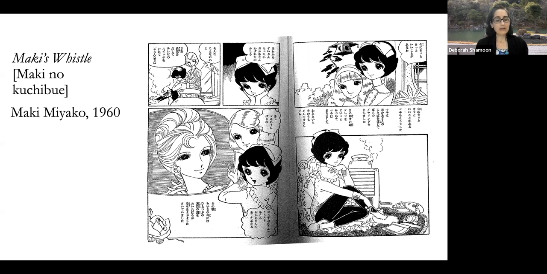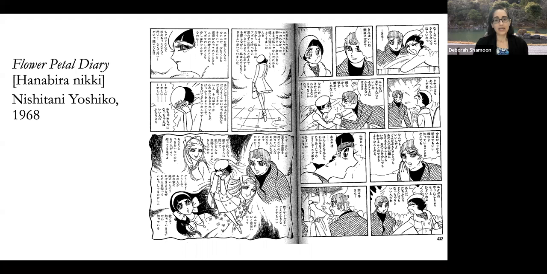First-person narration outside of word balloons developed in shoujo manga in the 1960s. And here is one example, Flower Petal Diary by Nishitani Yoshiko from 1968. This story has a clearly articulated first-person narrative voice, which is appropriate for a story told in the format of a teenage girl's diary. And here we see her thoughts illustrated expressively with images of the characters that she is thinking about, especially in this panel.